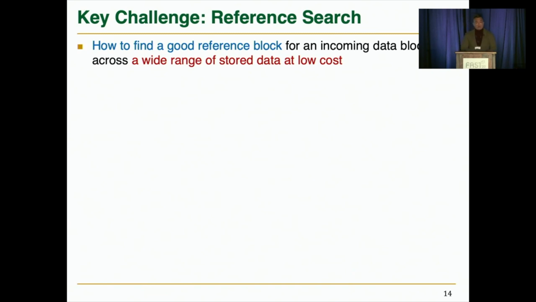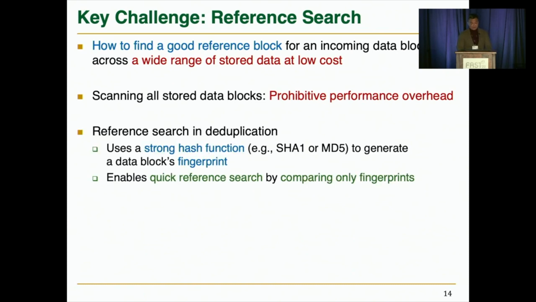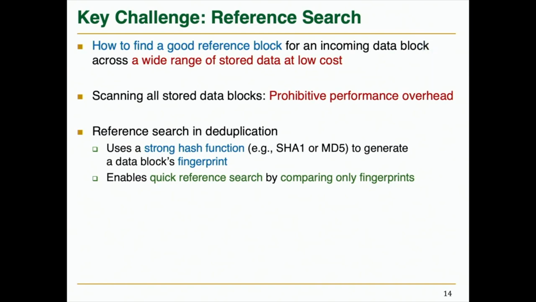The key challenge in post-deduplication data compression is how to find a good reference block for an incoming data block across a wide range of stored data at low cost. Scanning all previously stored blocks is infeasible for sure due to its prohibitive performance overhead. In fact, as explained, deduplication also requires searching for an identical block to an incoming block across the storage system. A common approach for this is to use a strong hash value to generate each data block's fingerprint, which enables a quick exact match search by comparing only fingerprints of data blocks.